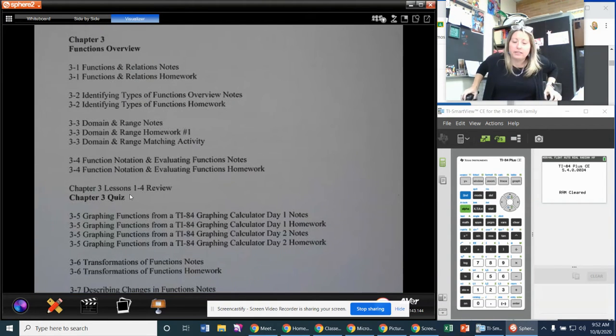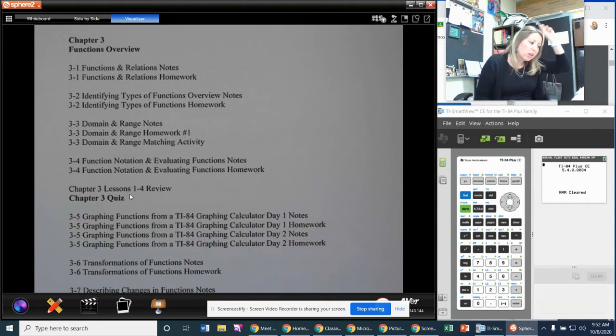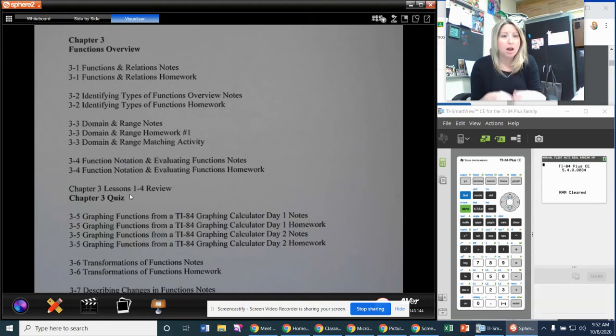Regardless, let's take a look at the front page of our packet, which is our overview of functions. We're going to start today with lesson 1, which is all about functions versus relations. Then we're going to talk about identifying different types of functions from their equation or their graph. Then domain and range, which are probably familiar words, but we're going to really define them. We're going to do a homework and then a matching activity. I'm not going to have a video separate for the matching activity, but it is going to be a separate assignment and day for you.